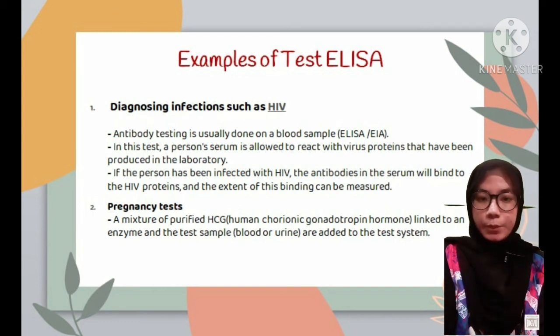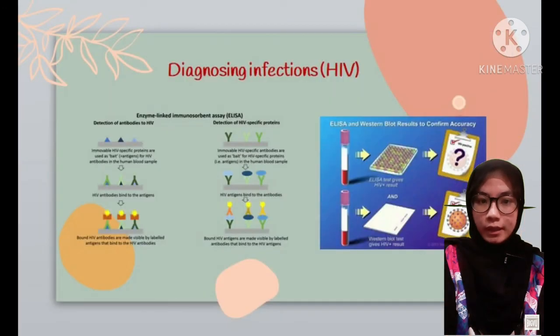The next example is the pregnancy test. The pregnancy test is done with a mixture of purified HCG linked to an enzyme, and the test samples are added to the test system. To understand more, you may see the pictures of the test for diagnosing HIV infection and also an example of a pregnancy test that uses ELISA techniques.